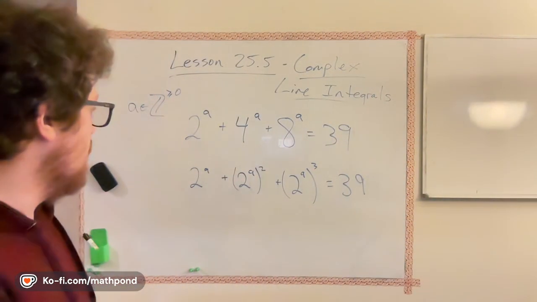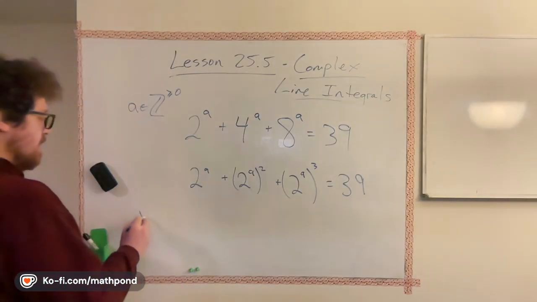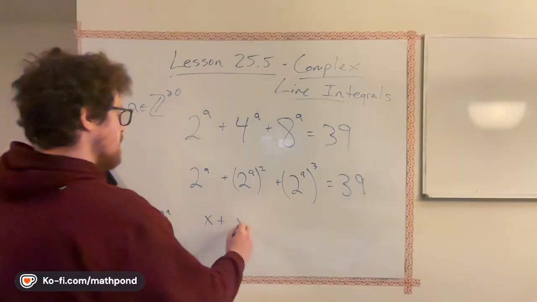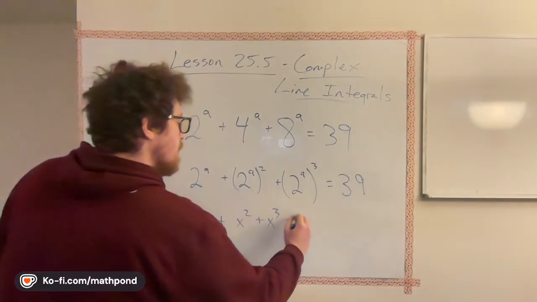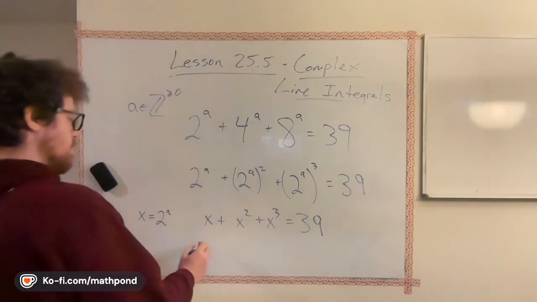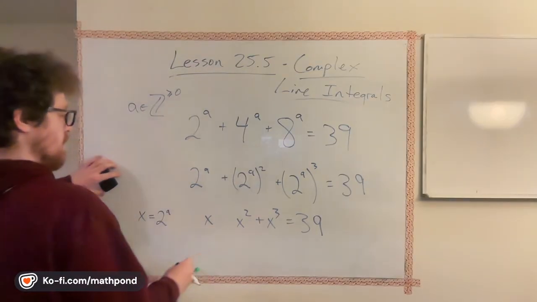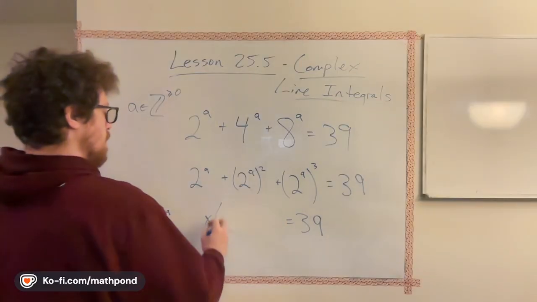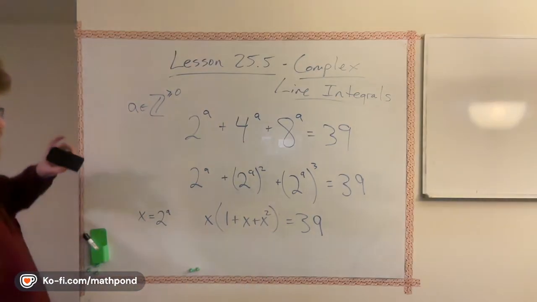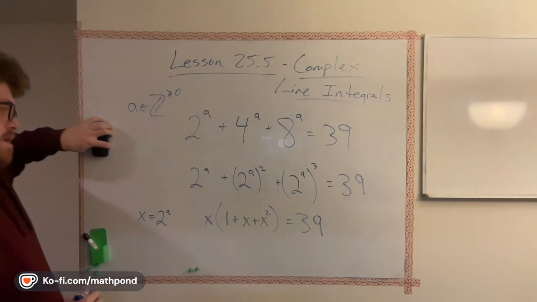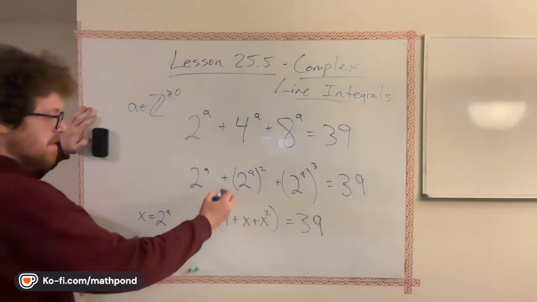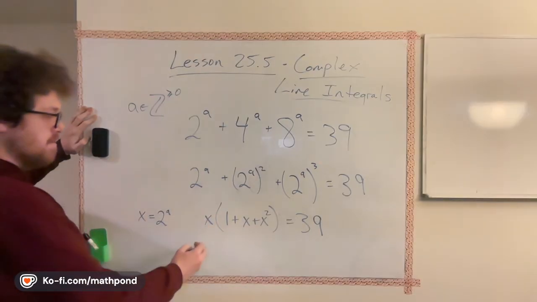Cubic formula. Okay. Let x be 2 to the a. So this is really just x plus x squared plus x cubed is 39. So this is like x times (1 plus x squared). One of the solutions is when 2 to the a is 0, which it never is. So we can divide out by x.